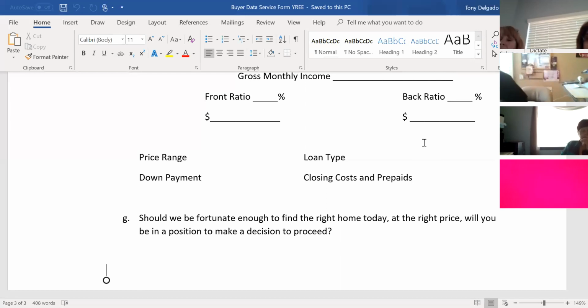Okay, so this is the buyer data service form. Keep a copy of this. Now, I will tell you this. I've used this form since I got into real estate. And when I was a brand new agent, man, I did everything my broker would tell me. So I use this form all the time. And then after you sell about $1 million worth of real estate, what happens, guys? You get good. And you say, I know it by memory. I'll just take down some notes.